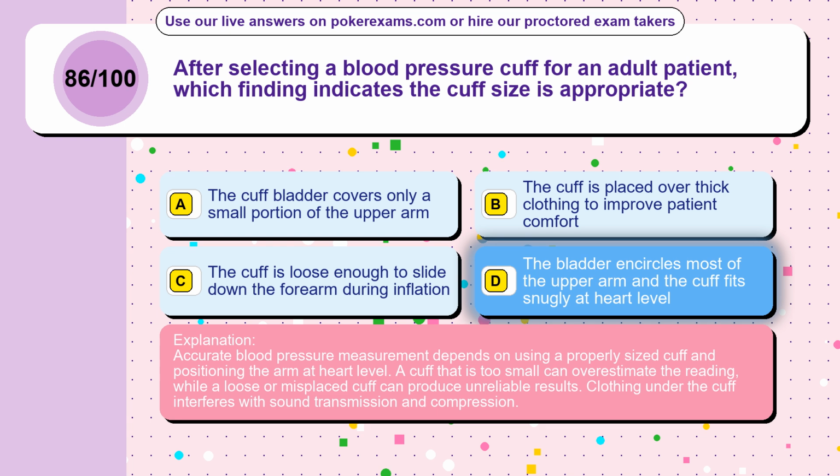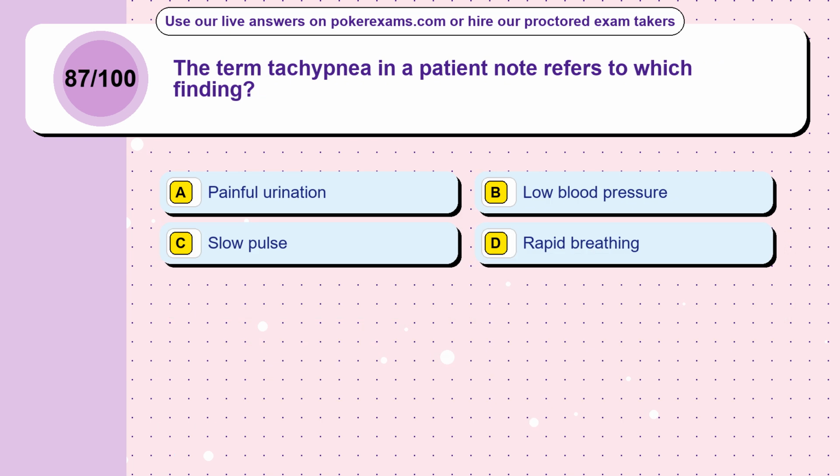Accurate blood pressure measurement depends on using a properly sized cuff and positioning the arm at heart level. A cuff that is too small can overestimate the reading, while a loose or misplaced cuff can produce unreliable results. Clothing under the cuff interferes with sound transmission and compression. Question 87. The term tachypnea in a patient note refers to which finding?